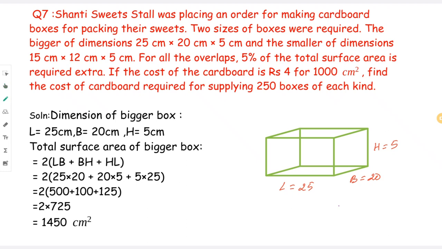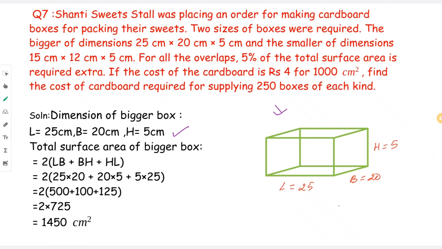We first have to know the total surface area of each of the two boxes, right? The total surface area of one big box and also the total surface area of one small box. Once we're done with it, we just have to multiply by 250 boxes to get the total surface area. Clear? So let's start one after the other. You can already see the diagram is here. Now, the dimensions of the bigger box are already given, right? So the formula for total surface area is already written for us.